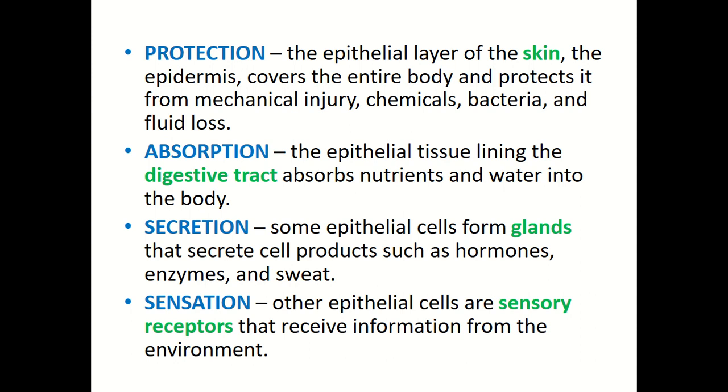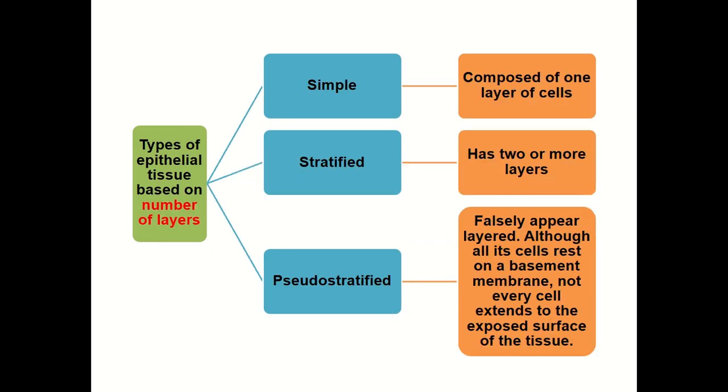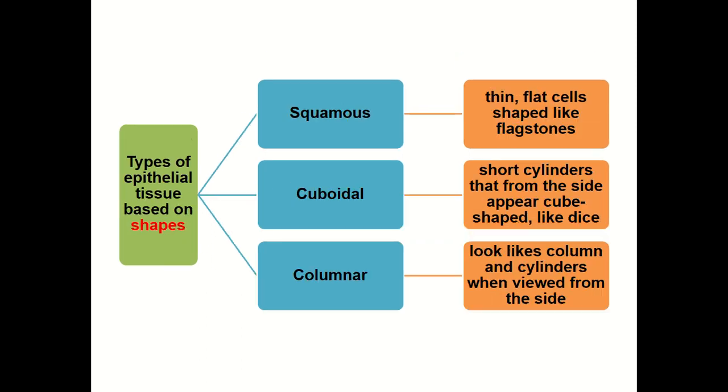some epithelial cells will form glands that will secrete cell products such as hormones, enzymes, and also sweat. For sensation, the epithelial cells are sensory receptors, as you can find mostly on your skin, that will receive information from the environment, which is referred to as external stimuli. So epithelial tissue can be divided based on two factors. First is based on the shape, and next is based on the number of layers.